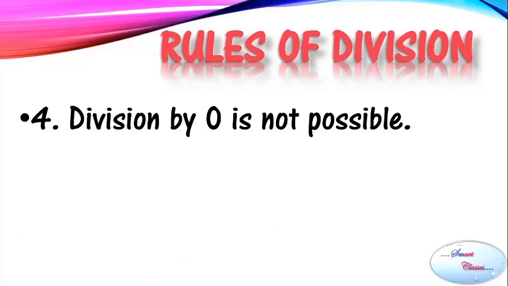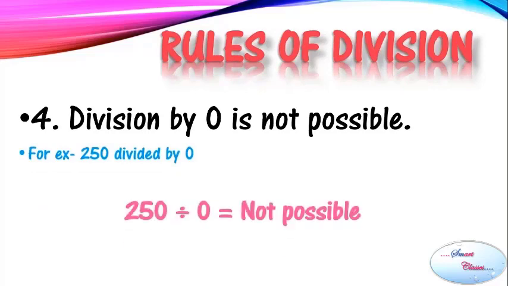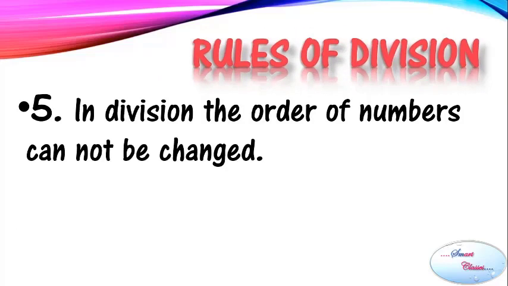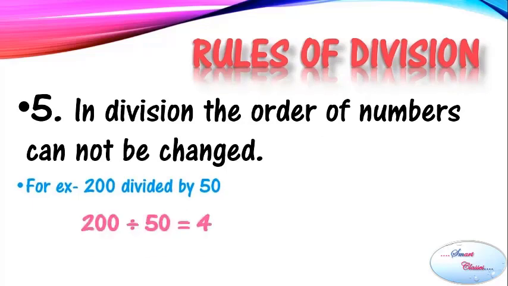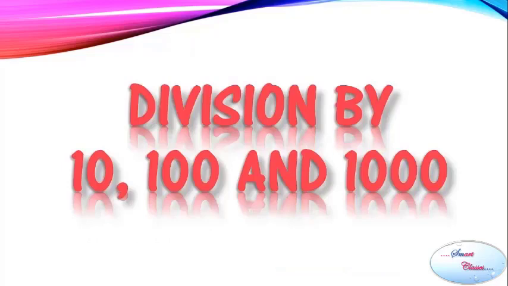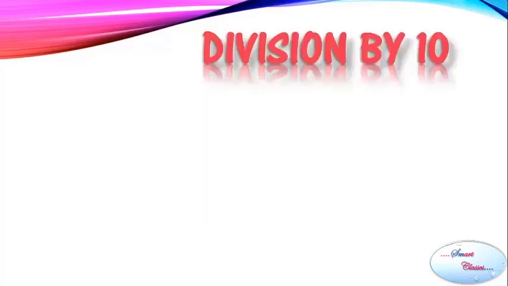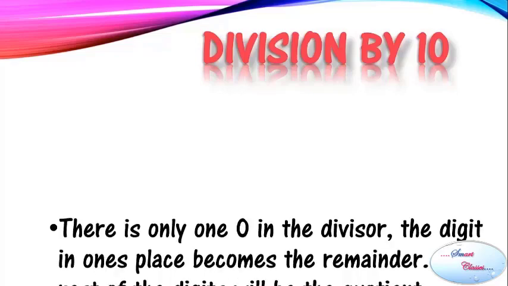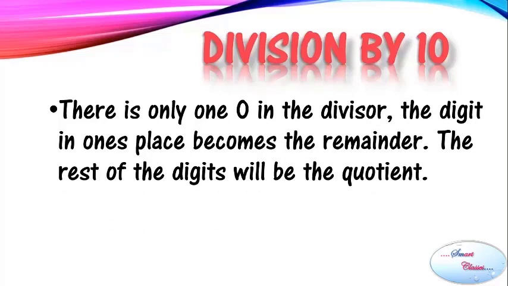Rule number 4. Division by 0 is not possible. Rule number 5. In division, the order of numbers cannot be changed. Now division by 10, 100 and 1000. Division by 10. When there is only one zero in the divisor, the digit in the ones place becomes the remainder. The rest of the digits will be the quotient.